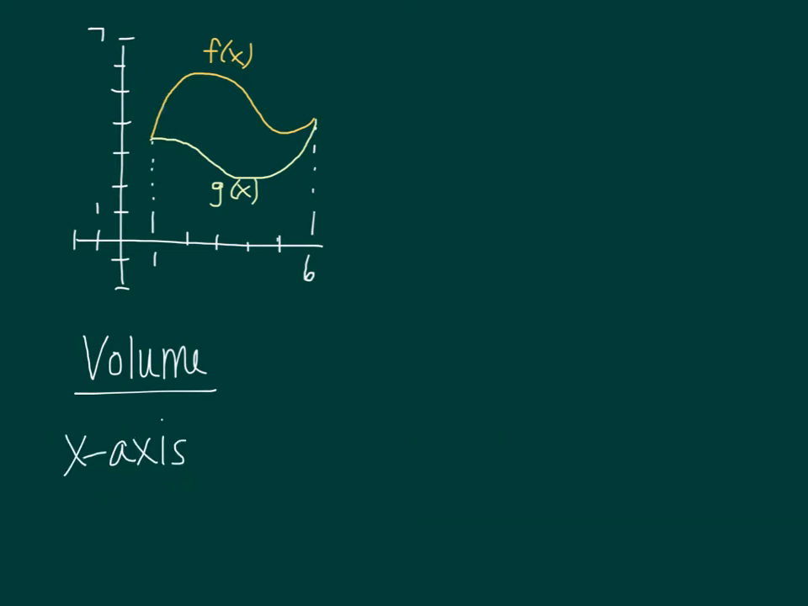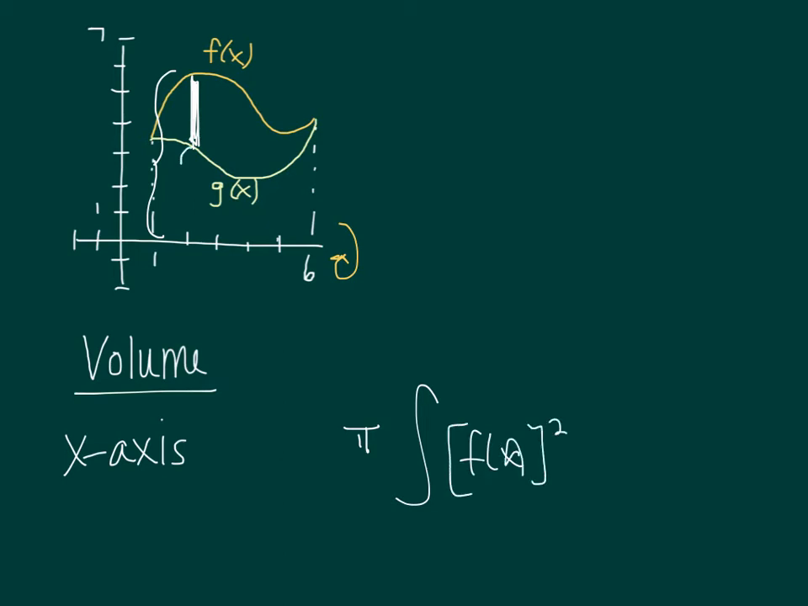Alright, what about when you rotate? If we rotate around the x-axis, just my little rotation thing. Okay, I always draw a rectangle. It's going to be the outer radius squared minus the hole, or the inner one.